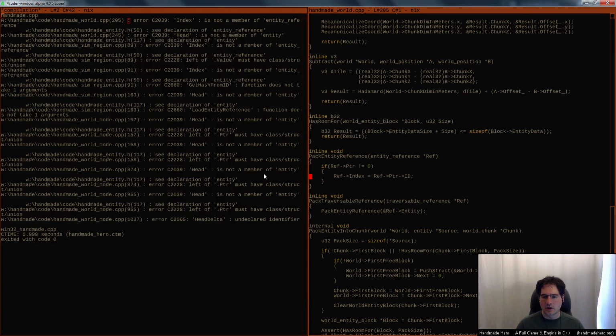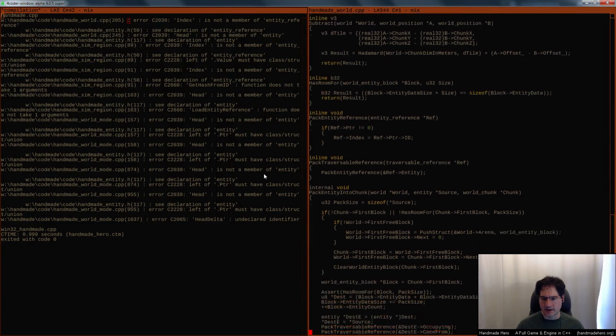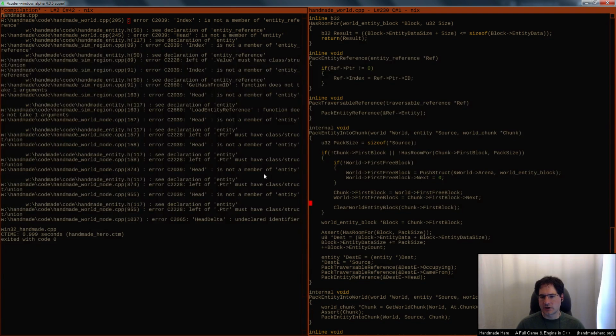Okay. So now when we do our packing, we've got sort of our pack entity into chunk. What we're going to do here is we're going to make sure that our indices are packed properly. And I guess I'm kind of running out of time, unfortunately.